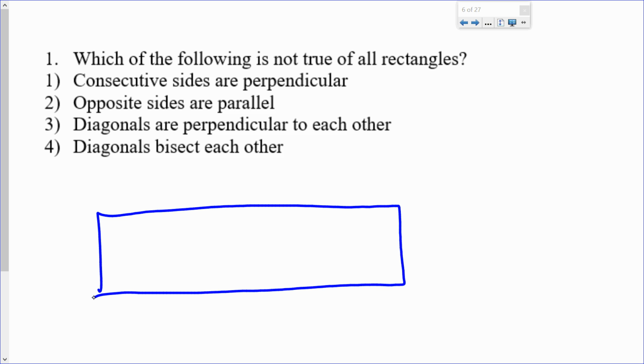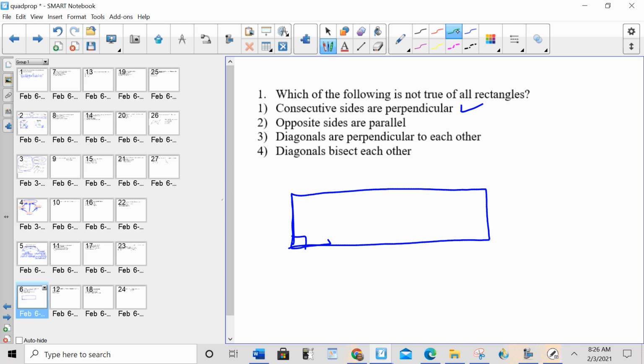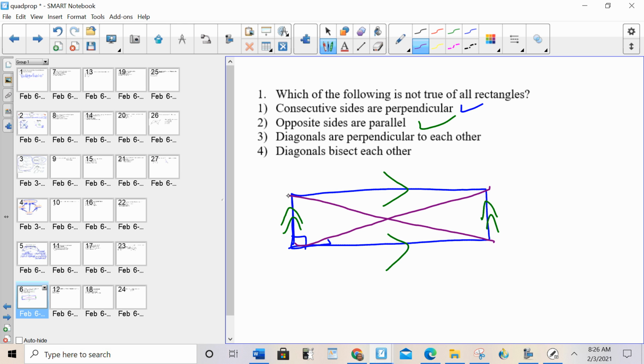So, which of the following is not true of all rectangles? Consecutive sides perpendicular. Yes, the consecutive sides are perpendicular. Perpendicular lines form right angles, so yes, that one is true. Opposite sides are parallel. Yes, the opposite sides are parallel. I can tell from my drawing. That's true. Diagonals are perpendicular to each other. Are these right angles where the diagonals meet? No. And that's why we draw it really long and skinny. If we didn't, that property might not have been as obvious.